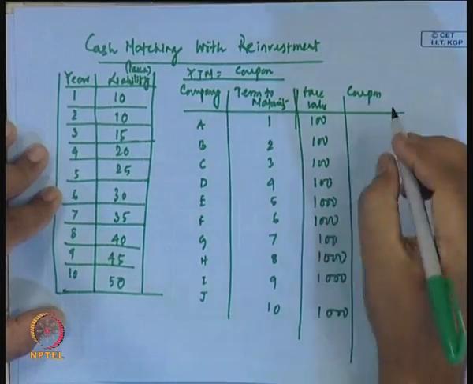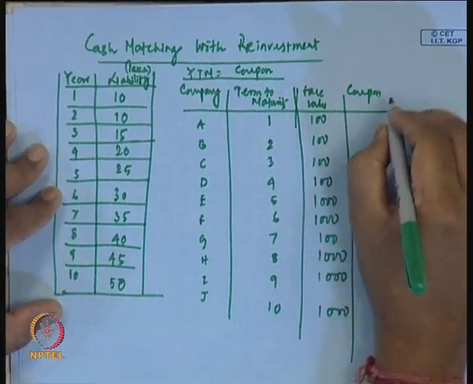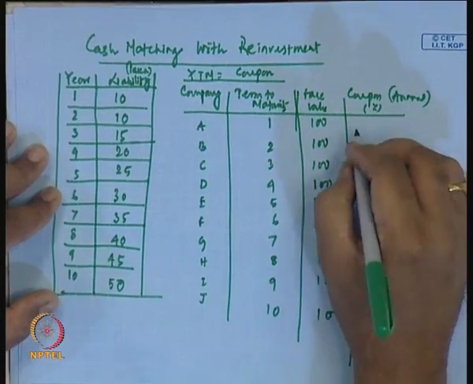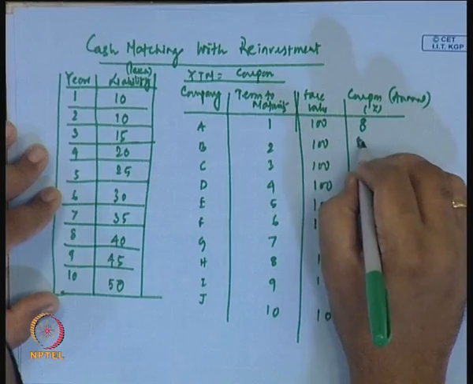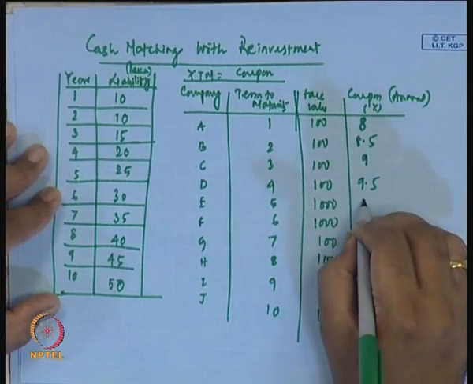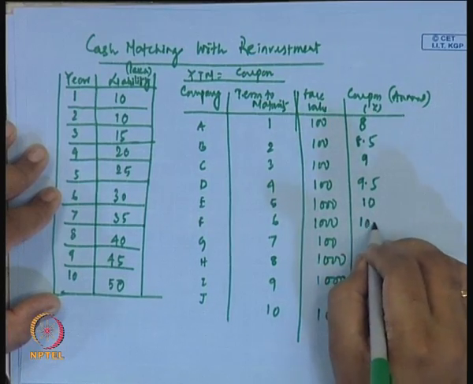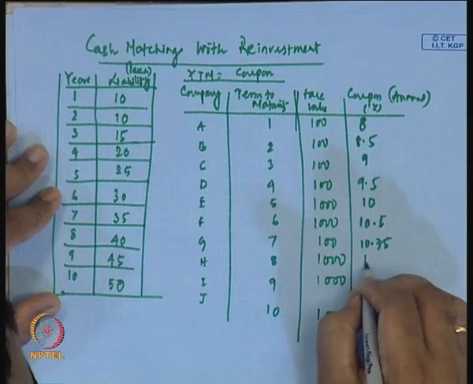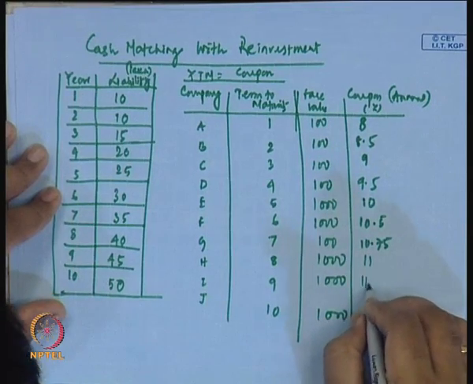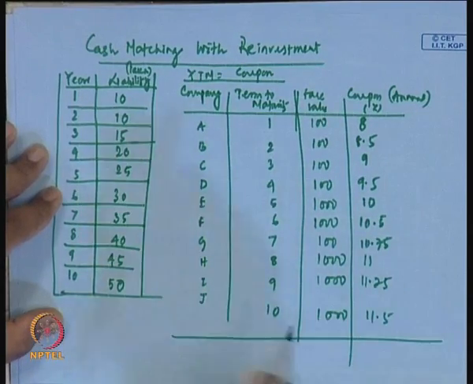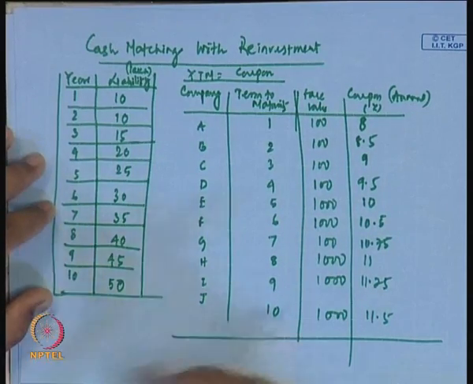And the coupon, we have taken the annual coupon rate. So this is let's say 8%, this is 8.5, this is 9, 9.5, this is 10, let's say 10.5, this is 10.75, this is 11, this is 11.25, then this is 11.5. These are the different coupons that are available.